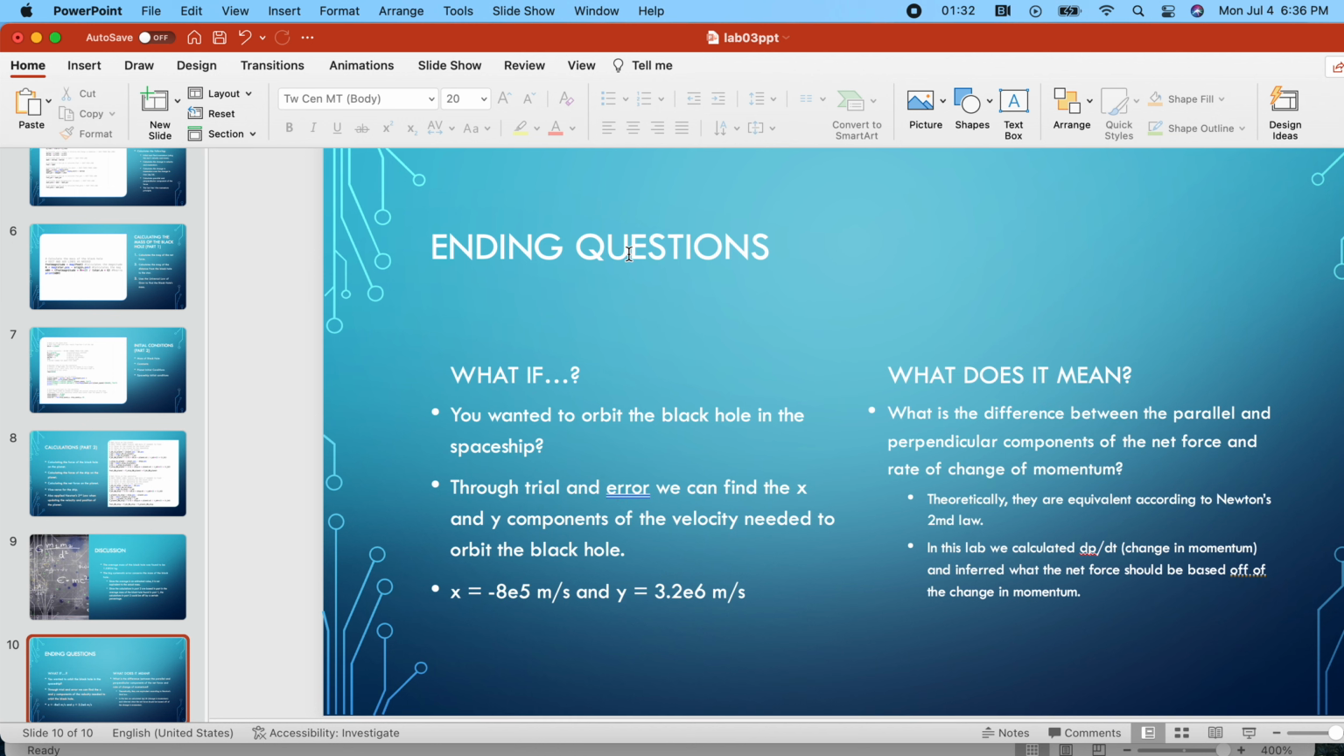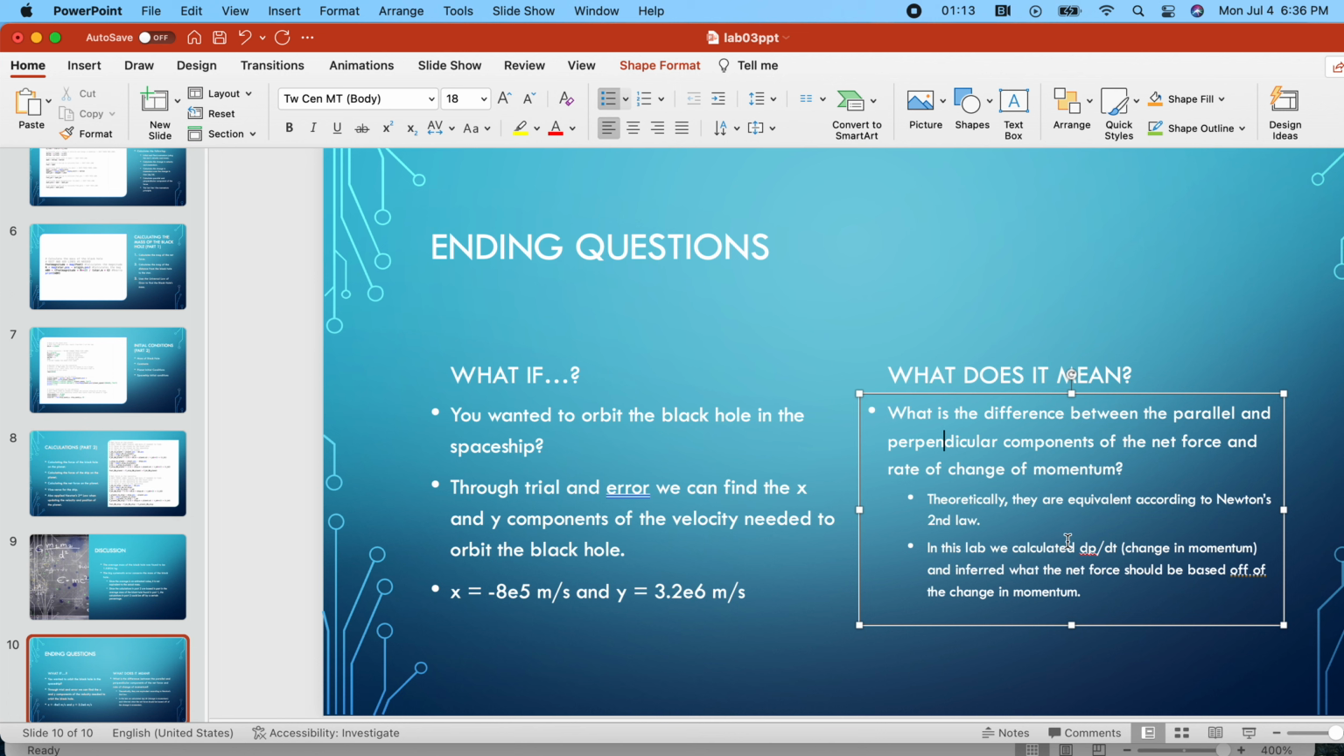And here we have the ending questions. So first I'm actually going to start with the what does it mean question. What is the difference between the parallel and perpendicular components of the net force and the rate of change in momentum? Theoretically, they are actually equivalent according to Newton's second law.